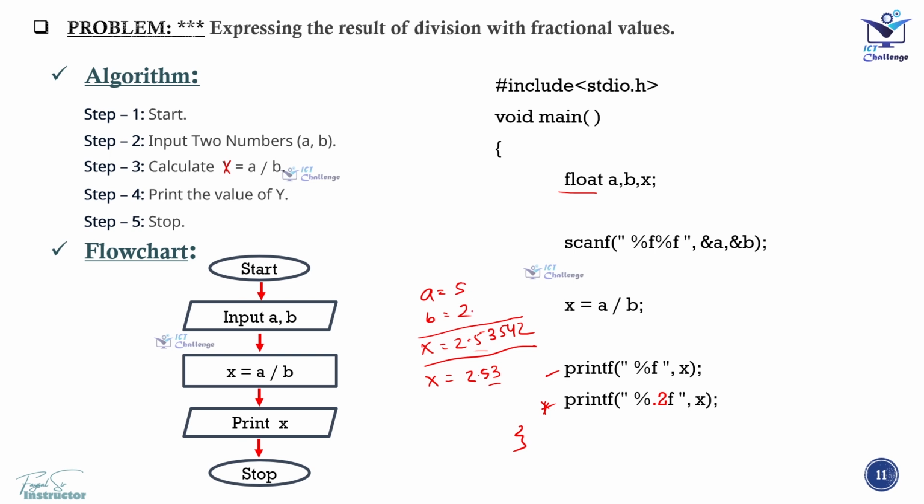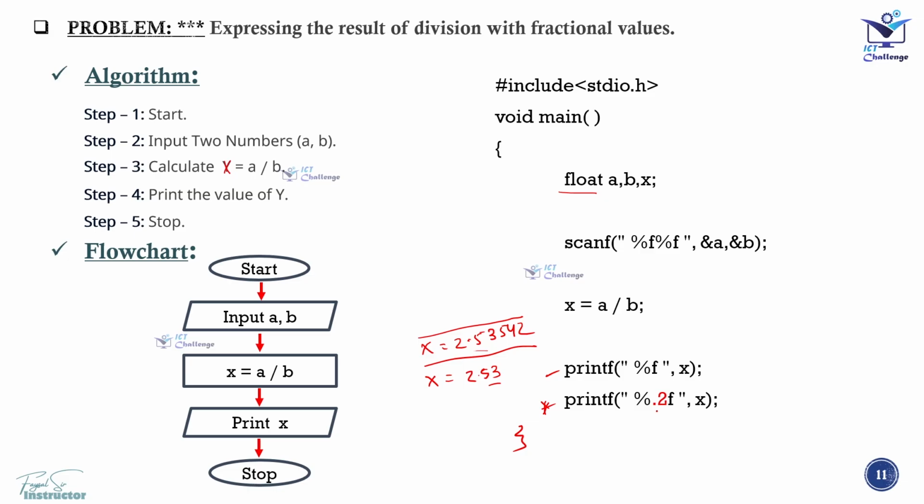Let's say x is equal to our ultimate result. For this x, you can write this kind of printf or that kind of printf. If you ask for only 2 digits after the point, then you have to write this. But if you ask for 3 digits after the point, then you have to write percent, then dot, 0.3f.